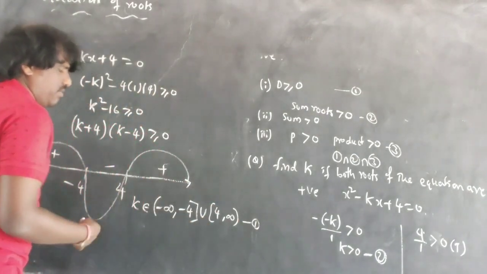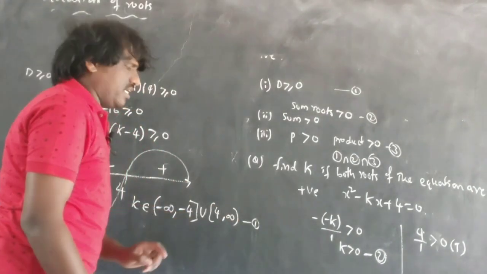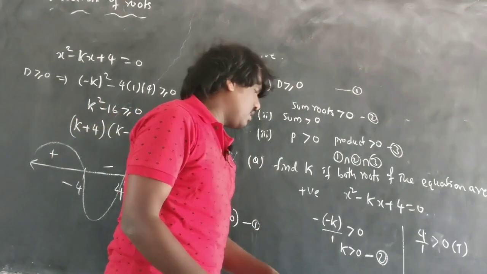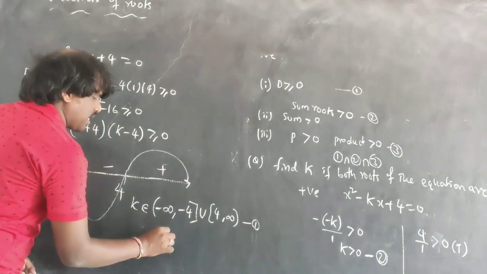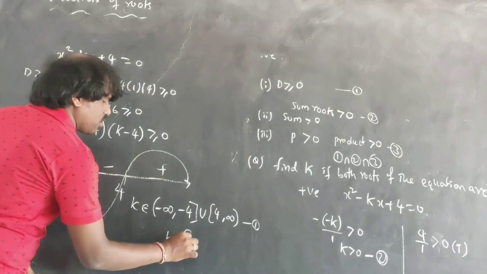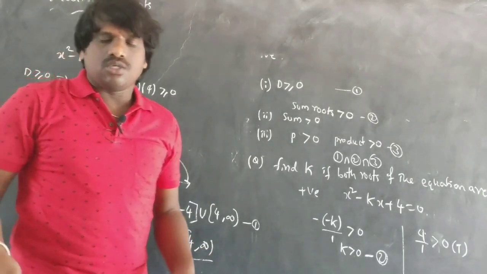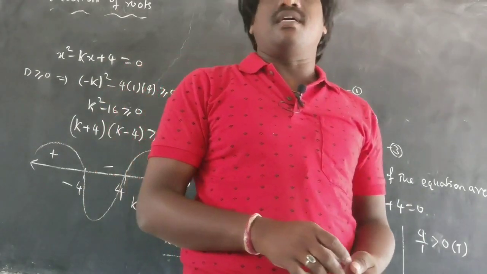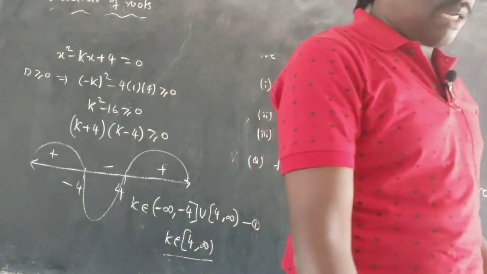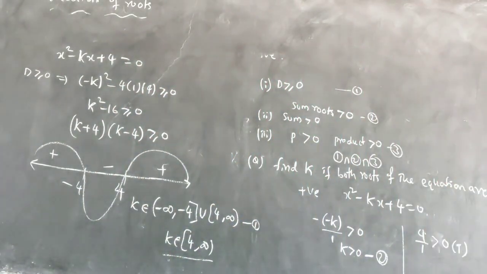The intersection of these both will be what? This is 4 to infinity. This is 0 to infinity. The intersection of both will be what? k belongs to 4 to infinity will be the intersection. This is your answer. So whenever a quadratic equation is given and some of the roots are given as positive, you want to find k, then we will use this condition.